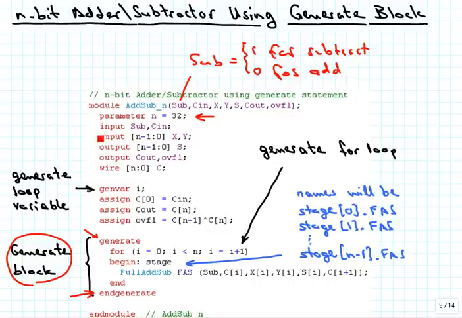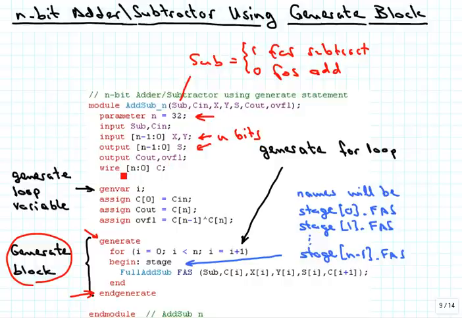Then there are the definitions here for input. So sub and cin are 1-bit inputs, then x and y are n-bit inputs. The output s is an n-bit output, so here we have n bits. And cout and overflow, those are 1-bit outputs.